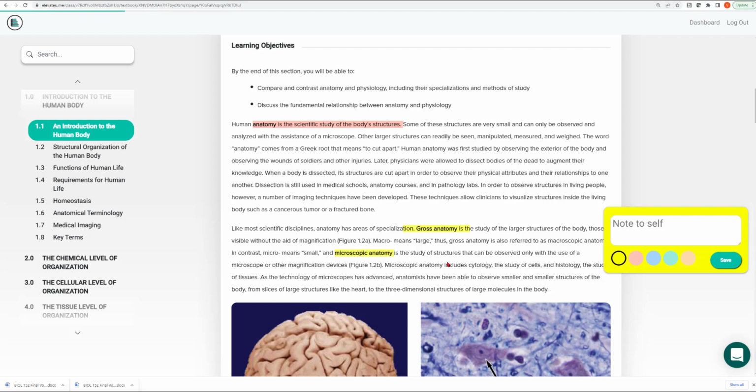Specifically, those terms are cytology. Cytology is the study of cells, and histology is the study of tissues. In lab 2, you'll be looking at cells under the microscope, and you'll also be looking at a significant number of different tissues under the microscope, and you'll be learning to differentiate between different types of tissues and what they look like under the microscope.